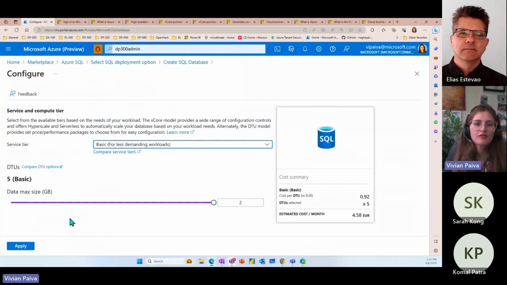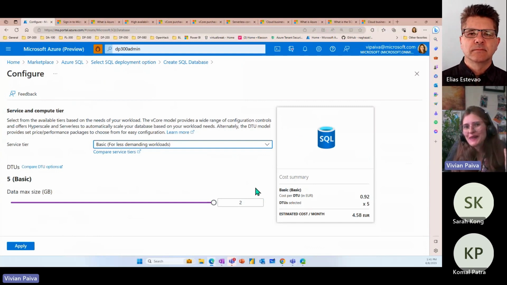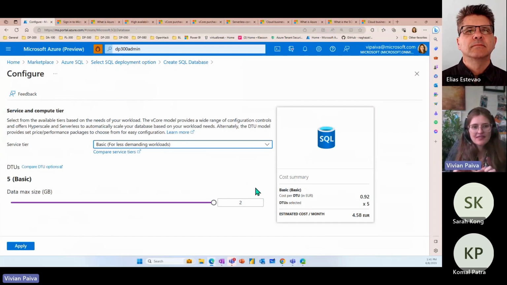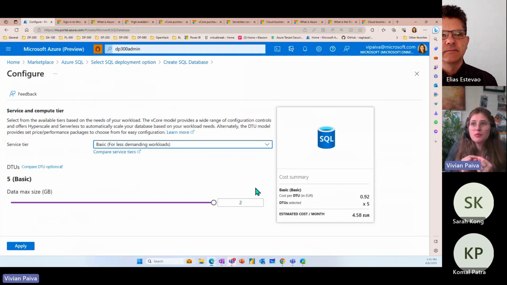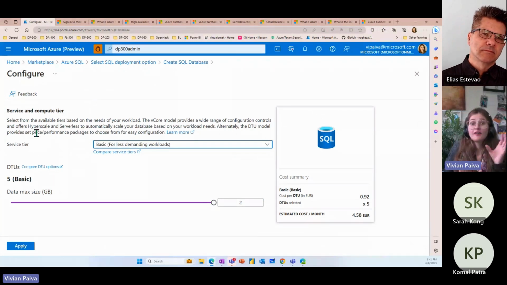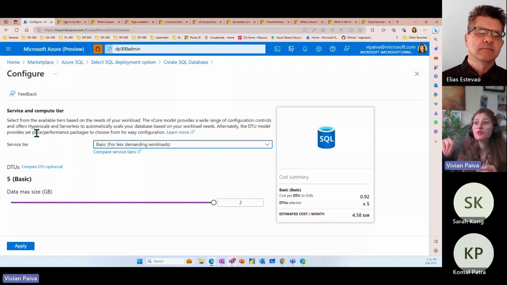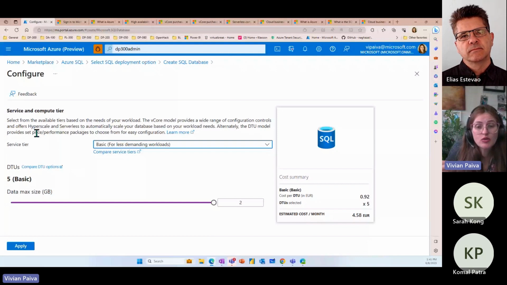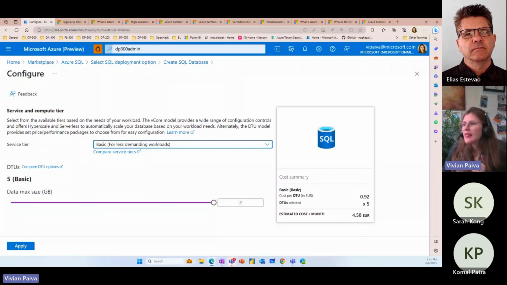So just some overview. If you are thinking of planning your architecture, service tier is something that we really need to focus our attention on, to get all of the options that we need to comply with the requisites that our application needs.